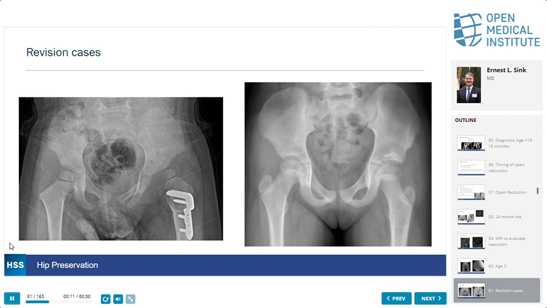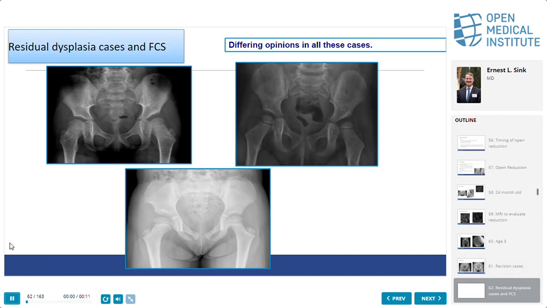It was never in the first place. Okay, so I go in and it's like there's nothing, like nobody was there before. So it's usually an inadequate medial open reduction. Okay, that's the number one reason. So we put it back in. So residual dysplasia and further corrective surgery.